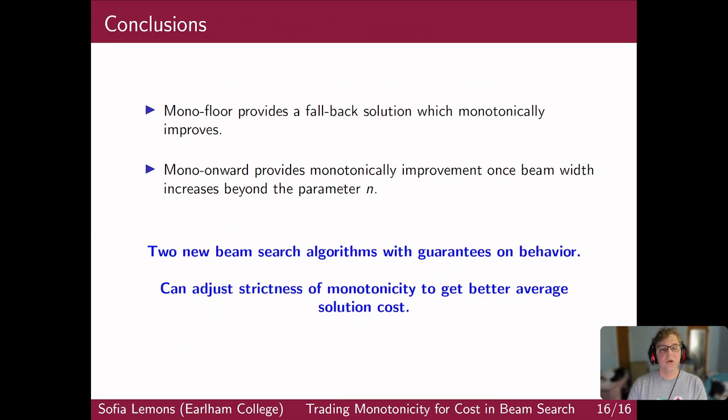In conclusion, we see that these two algorithms, monofloor and mono-onward, where monofloor provides a fallback solution, which monotonically improves as beam width increases, and mono-onward provides monotonically improving solution quality once beam width increases beyond the parameter n. These two new beam search algorithms have guarantees on their behavior, and we can adjust the strictness of the monotonicity of the algorithm to get better average solution cost.